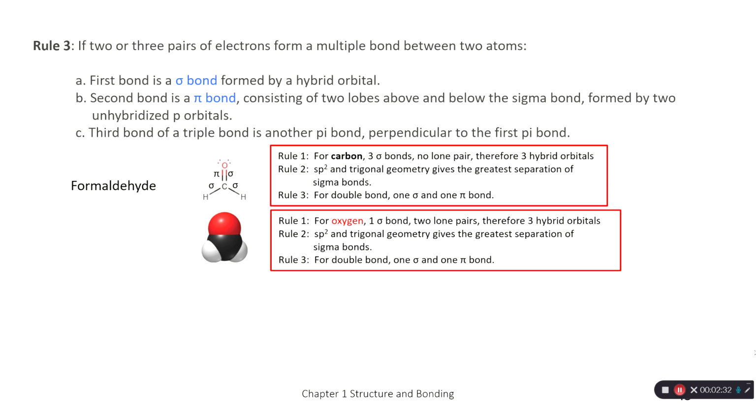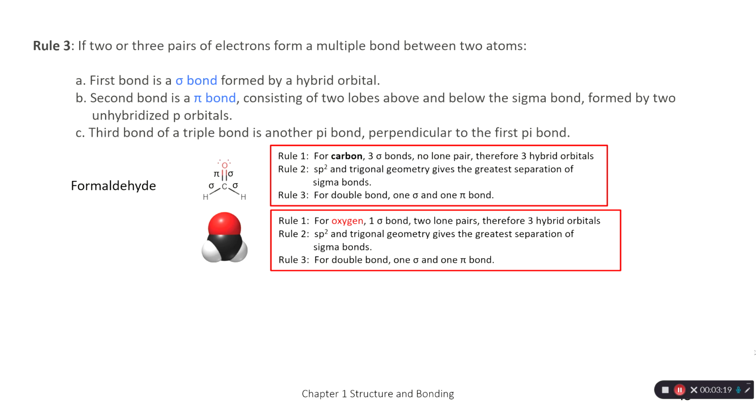Here's another important rule. If 2 or 3 pairs of electrons form a multiple bond between 2 atoms, the first bond is going to be a sigma bond, and that's going to be formed by a hybrid orbital, for example, the overlap of sp orbitals or sp2 orbitals. The second bond in that multiple bond is going to be a pi bond, and that's going to consist of 2 lobes above and below the sigma bond, formed by the overlap of 2 unhybridized p orbitals. For example, we saw this in acetylene and ethylene, which had a triple bond and a double bond respectively.